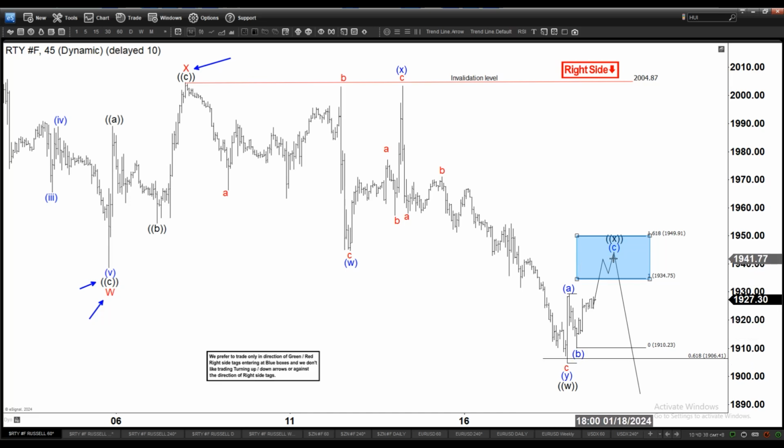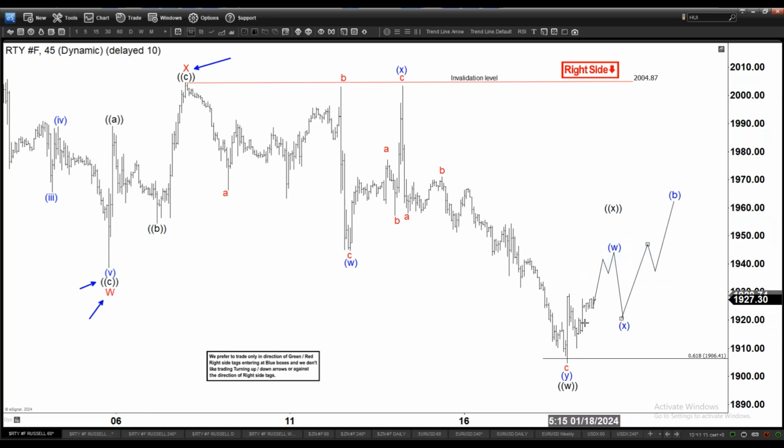This one is a simple ABC, but for example it can evolve into a WXY where you get ABC as your first leg, and then pull back in the X here, and then you get another leg higher in the Y, another 3 swings up like this, right? You can do something like that, and as long as it stays below 2004, we still continue to favor the downside, again because of the bearish sequence we're going to look at when we zoom out into a larger time frame.